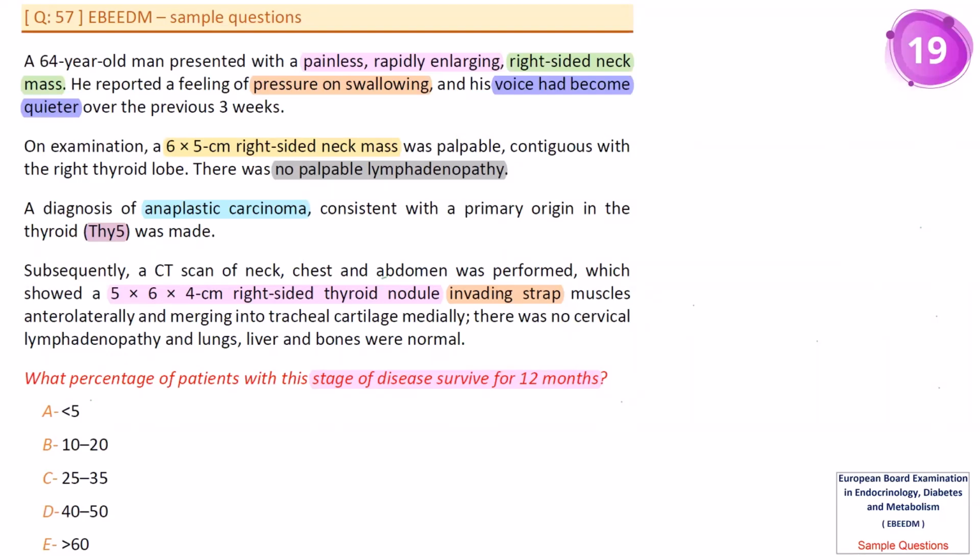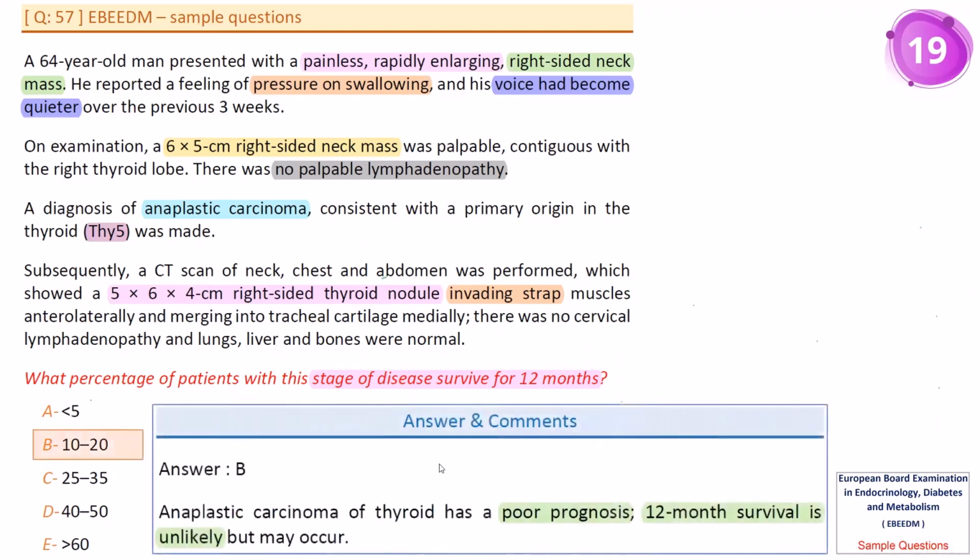Usually in the exams you will be asked a question with numbers. Prognosis must be less than 5? It's a poor prognosis, 10 to 20%. So this is the correct one. The prognosis is poor, but the actual survival at this stage is about 10 to 20%. Anaplastic carcinoma of the thyroid has a poorer prognosis. A 12-month survival is unlikely, but may occur, and this is the percentage of it. This is actually a question from the official European Board Examination website, so this is the correct answer, not less than 5.